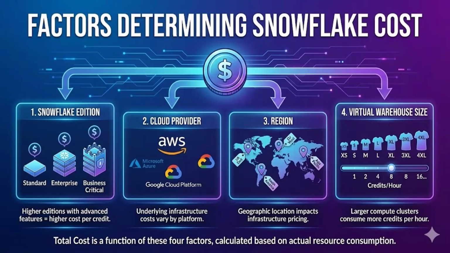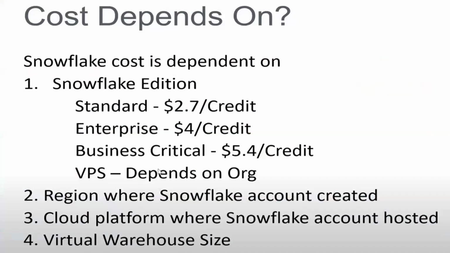So the total cost of the Snowflake environment is the combination of all these four factors at a high level. And not only this, the warehouse type also will sometimes impact. We have different types of warehouses: Standard generation 1, Standard generation 2, Snowpark optimized warehouse, interactive warehouse, adaptive warehouse. If the warehouse type changes, your cost will change again.